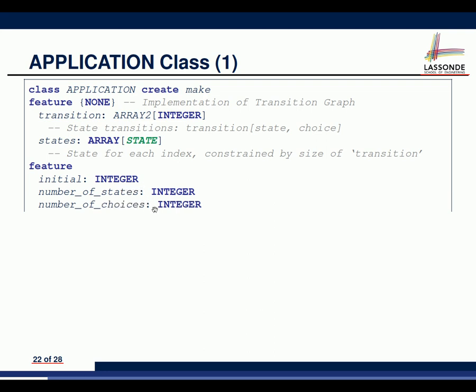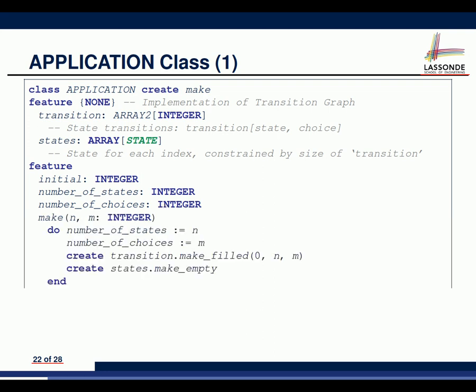Also, we got number of choices, which is like the number of transitions, right? How many possible outgoing transitions you might have for each state. Okay, so now to make this very easy, you simply initialize the attributes. For that part, I wouldn't bother you. You can just try them out to see how to use them.